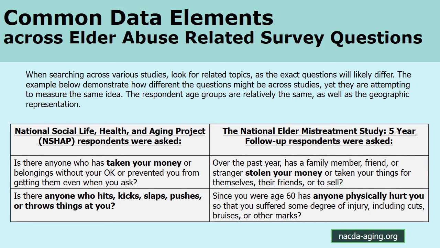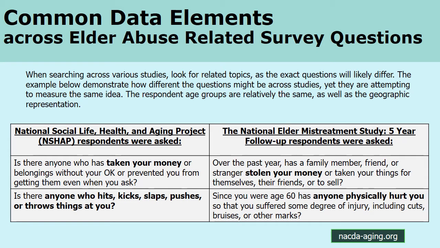In the National Social Life Health and Aging Project, NSHAP, respondents were asked, is there anyone who has taken your money or belongings without your okay or prevented you from getting them even when you ask? In the National Elder Mistreatment Study 5-year follow-up, respondents were asked, over the past year, has a family member, friend, or stranger stolen your money or taken your things for themselves, their friends, or to sell?